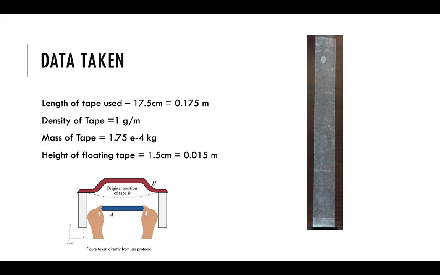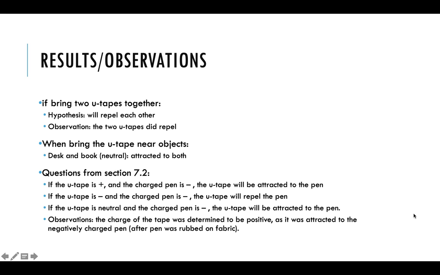The density of tape given in the protocol was 1 gram per meter. Therefore, the mass of my tape was 1.75 times 10 to the negative 4 kilograms. The height of the floating tape was also observed to be around 0.015 meters. And here you can see a piece of the tape I used, and then the diagram I reproduced from the lab protocol to show how the tape is floated.